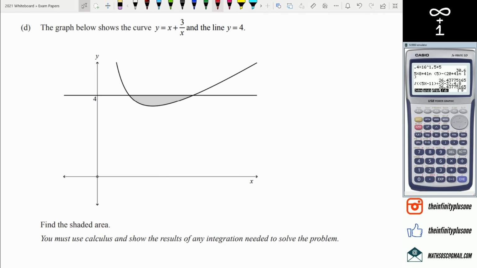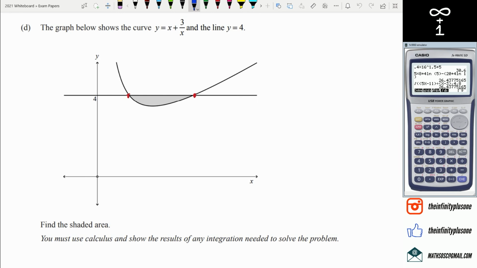I guess our first step is to work out these 2 points here. Now, considering that this is an integration paper, you theoretically should not be penalized if you just plug in the values into the calculator to get those intersection points. So right now you need to figure out those 2 red points.